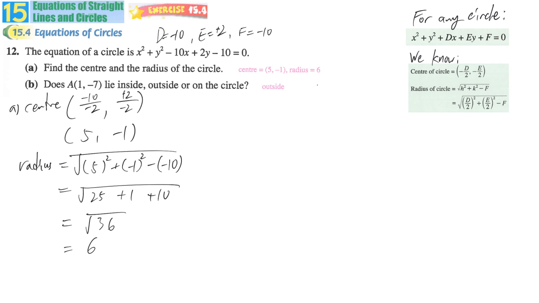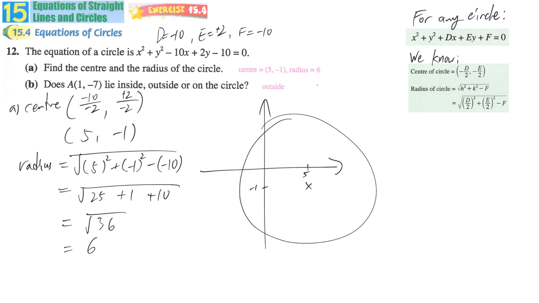If we roughly draw the position, we know the center is 5, -1. That means from the origin, go right by 5 steps, and then -1 means go down by 1 step. We have 5, -1 here. And then they say the radius is 6, so it's most probably like this. The distance from any point to the center is 6.